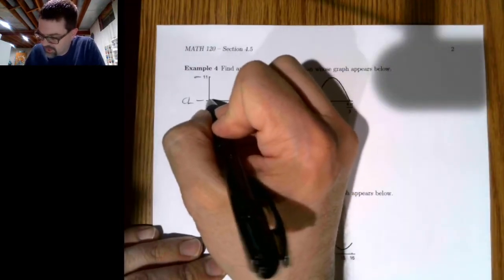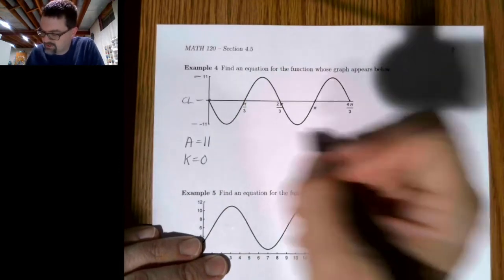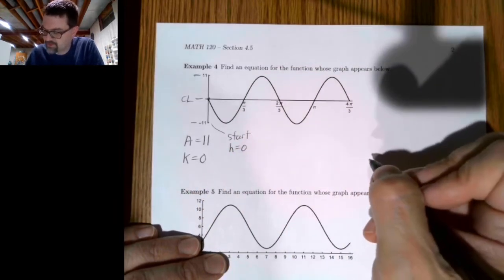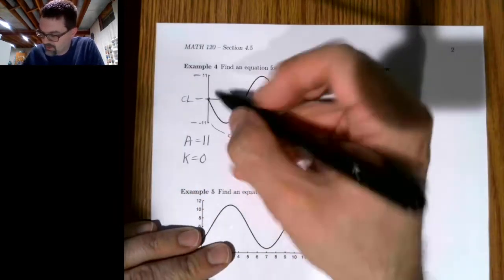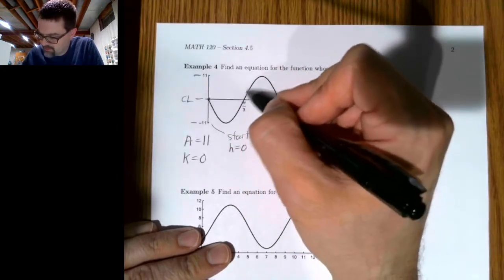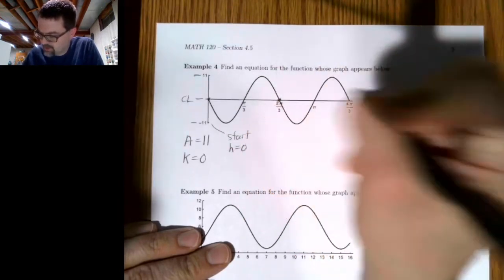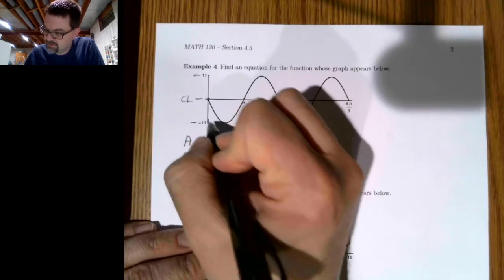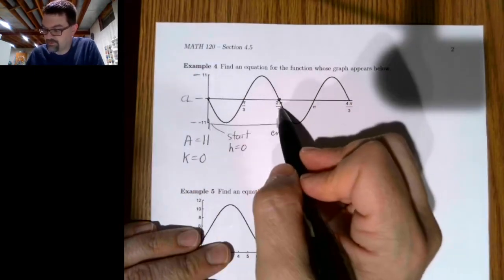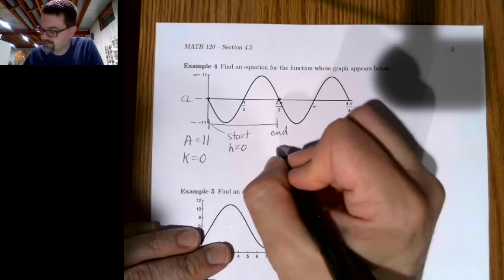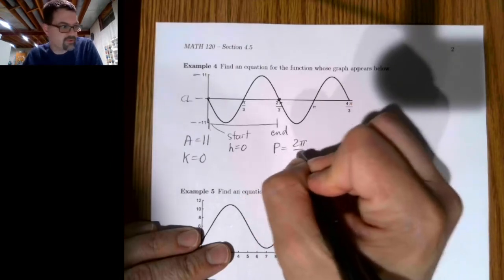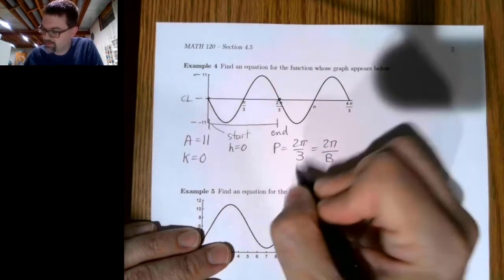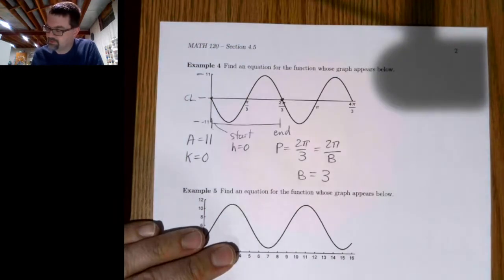Also, we're starting right here at the middle. So that's nice. That's our start, so h is going to be 0. There's 3 of our 4 letters already. And if that's our start, we go down and do the bottom half, do the top half, and here we are having finished. So here's the end. So when you start at 0, that number is the period, in fact. So the period is 2 pi over 3. Which comes from 2 pi over b, so pretty clearly b equals 3.